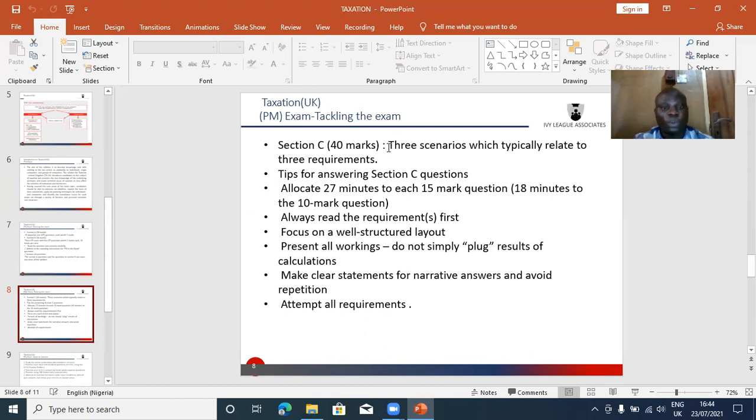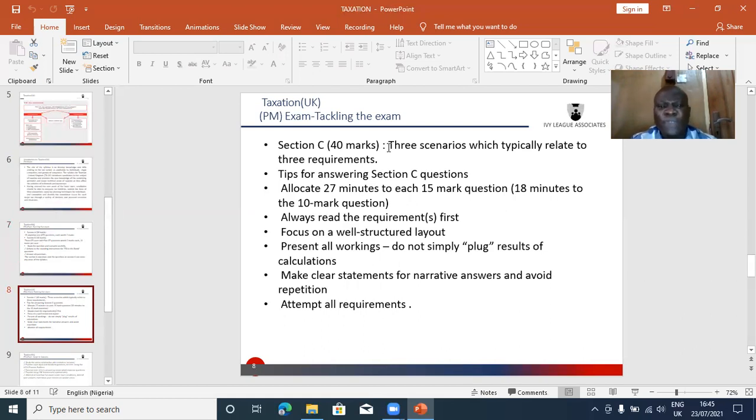Now, it's also very important that you have specific instructions for dealing with the Section C questions, the constructed response questions. There will be three questions. The first one is for 10 marks, then there will be two other questions: one from income tax and one from corporation tax. The first one, the 10-mark question, could be from any area of the syllabus. Then one 15-mark question from income tax, another one from corporation tax, each of them for 15 marks. That tells you the relative importance of corporation tax and income tax in this paper.